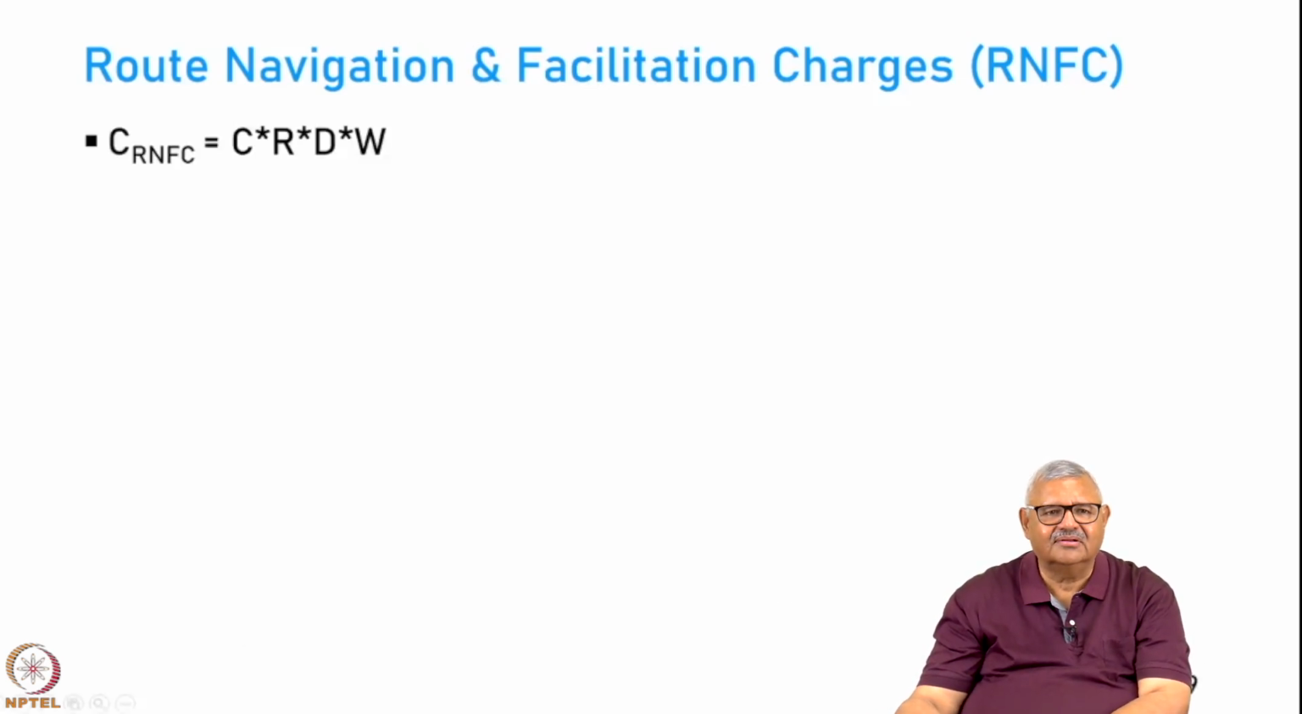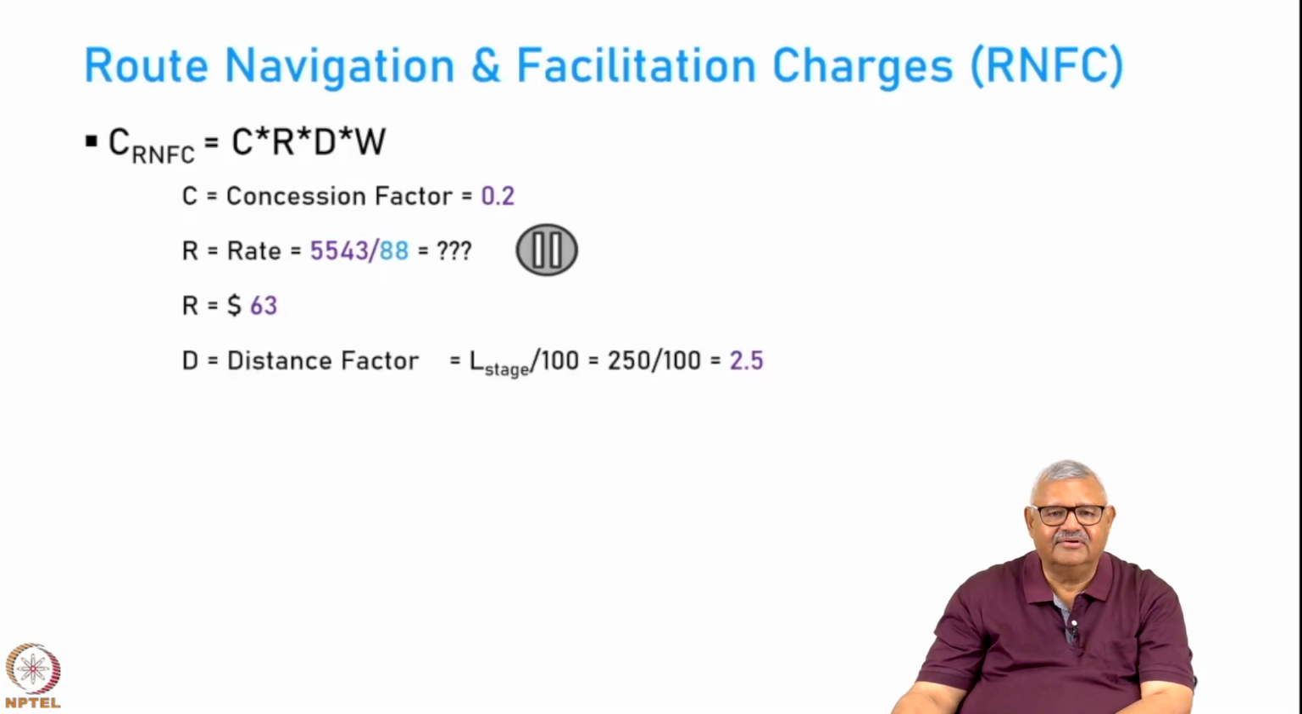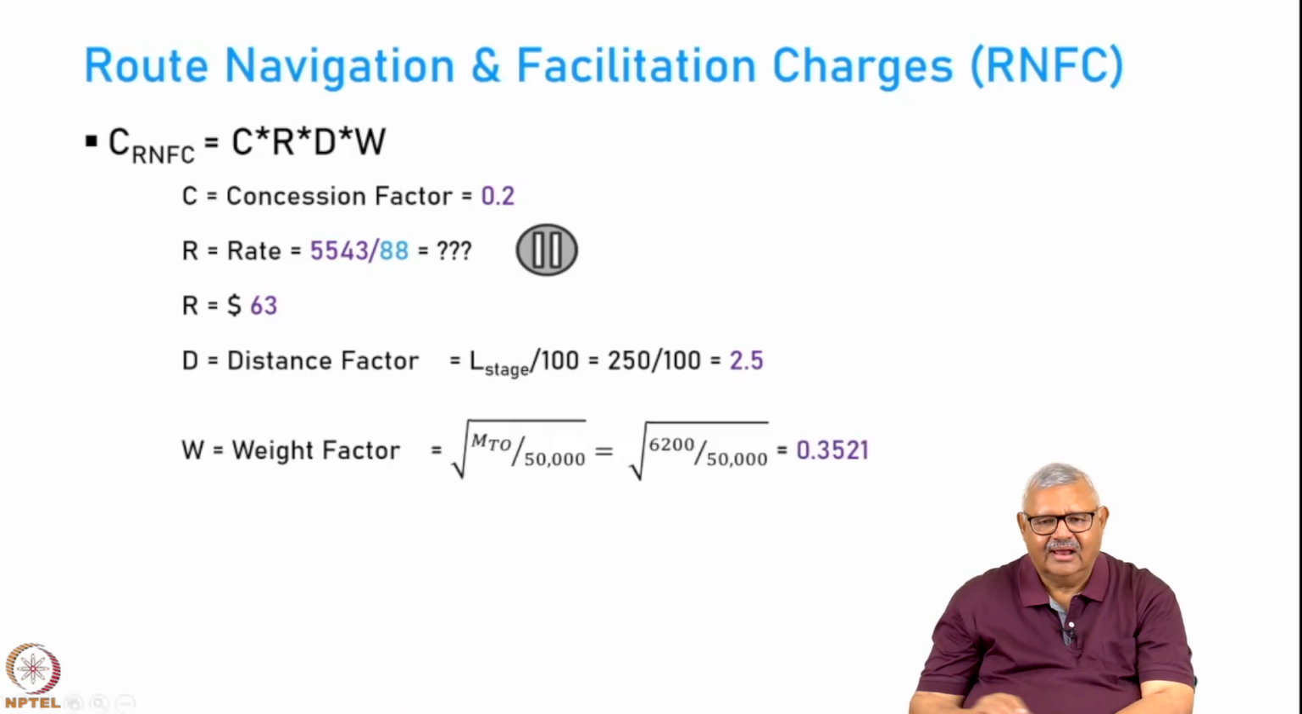So, when we apply this number to our case, our C factor is 0.2 because the weight is below 10,000 kg. The rate is 5543 upon 88 to convert it into dollars. What is the number? The number is $63. Then we have the distance factor. So, here L stage by 100 is 250 by 100, or 2.5, and the weight factor is the max takeoff weight of 6200 by 50,000 under root, which is 0.3521.